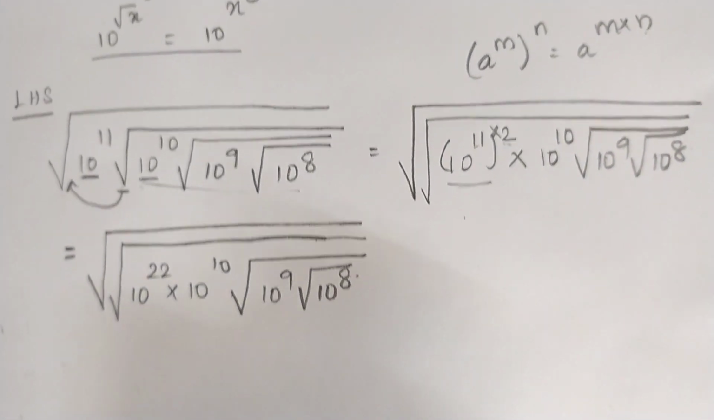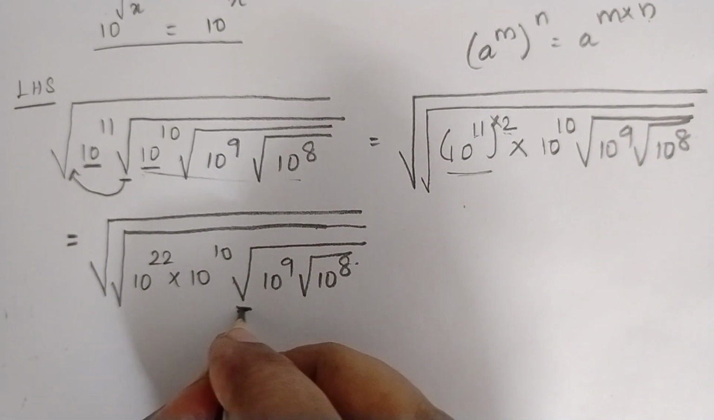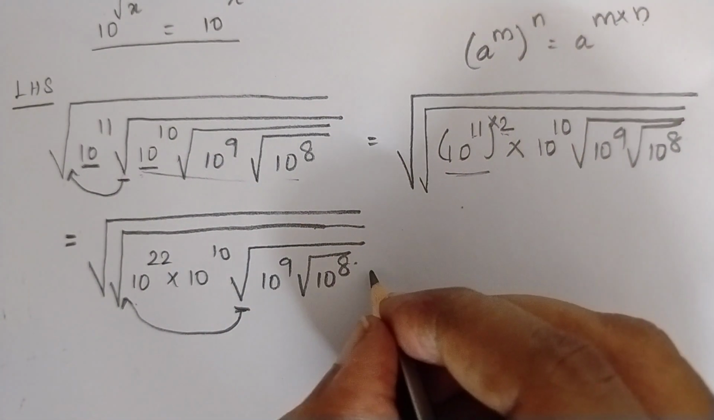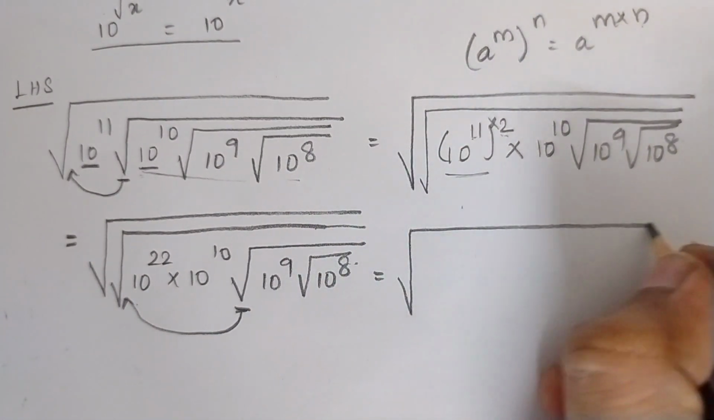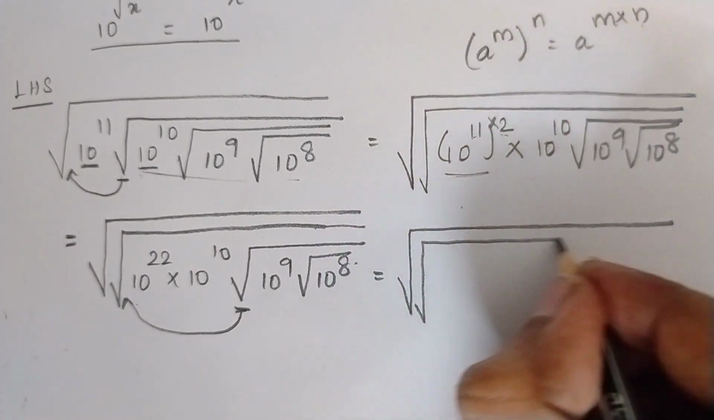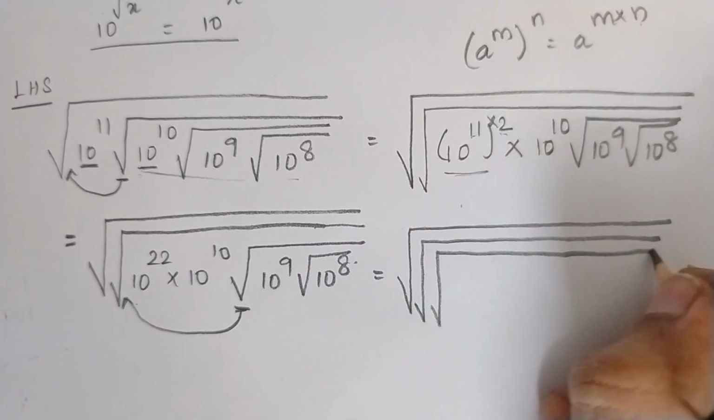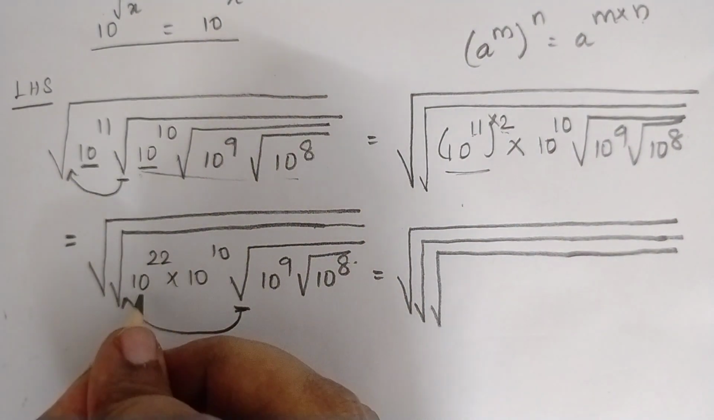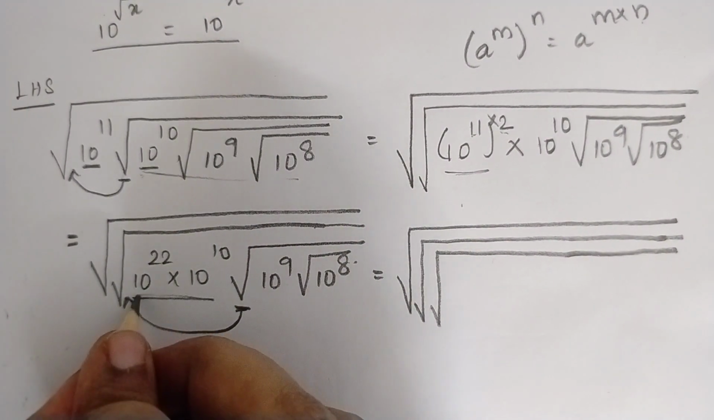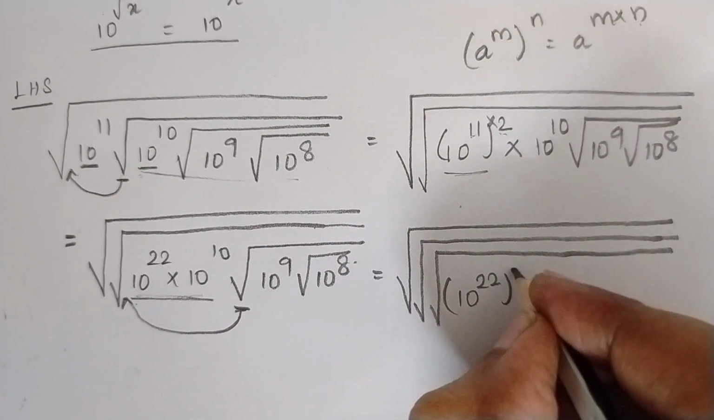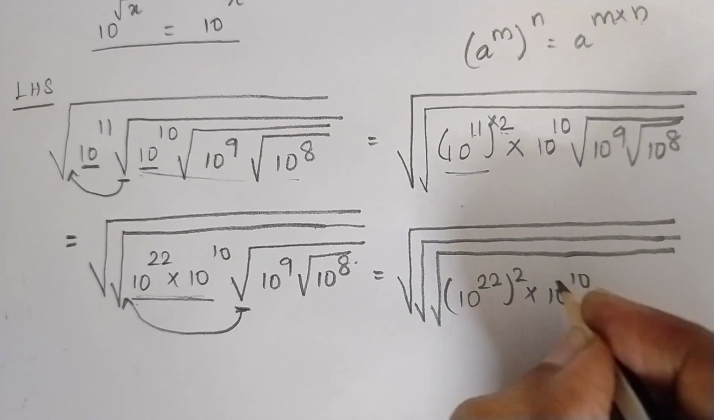Okay, so now next step is I need to shift this root also towards here. Therefore, just shift that term. Okay, already we have two roots. Now I'm going to shift the third root also. Now the root gets shifted. Then what we have to do, we need to square this entire term. So therefore, 10 power 22 the whole square into 10 power 10 the whole square.